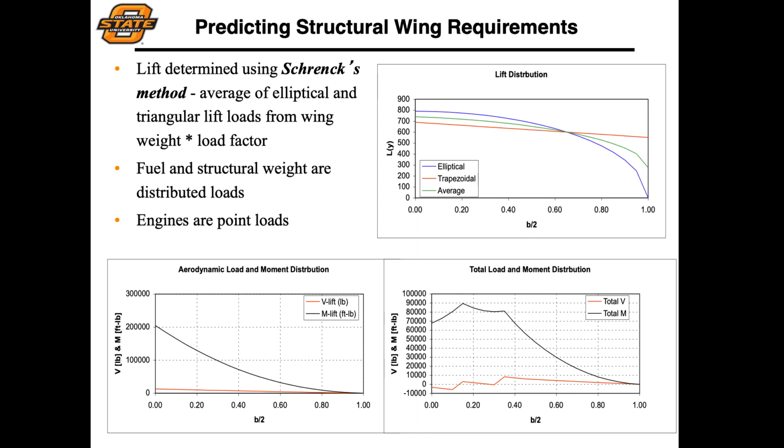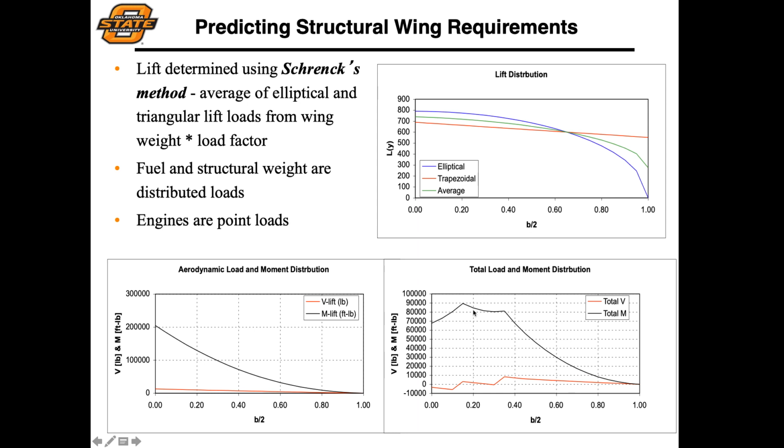So we'll use this spreadsheet called loads to be able to calculate this, and from this go through a process of estimating first what those aerodynamic loads are, and then from that calculate both aerodynamic loads and moment distributions, and then add those up with all of the structural loads acting on the aircraft: the structural weight of the wing, the weight of the fuel distributed over different portions of the wing, and then our point loads such as our engines, to give us our total load and moment distribution.